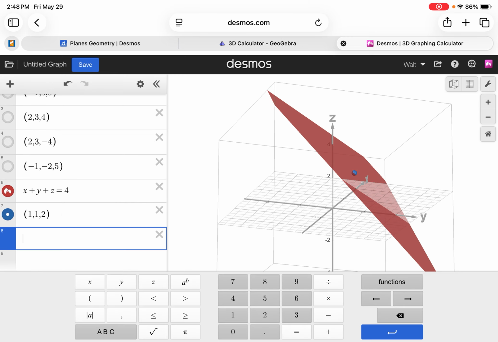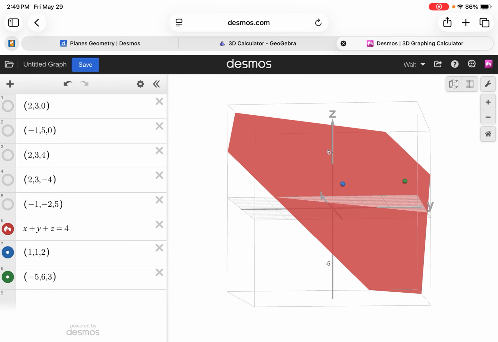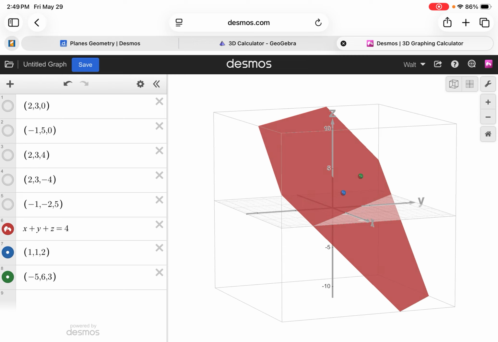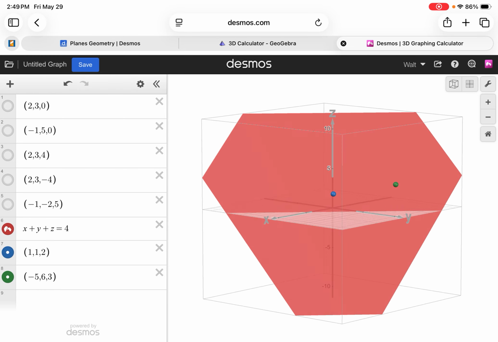So there's another point. Let's look at this. Let me do -5, okay? And let me do this. Let me do 6 and 3. Now that, let me zoom out here. That's another point on this plane, and you can see it right there. Okay, so we've got these 2 points on the plane.